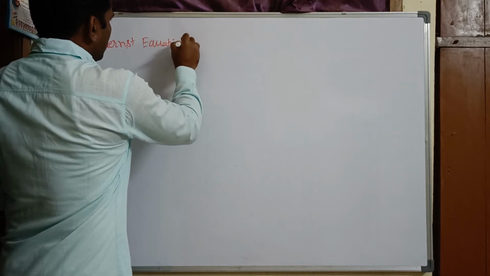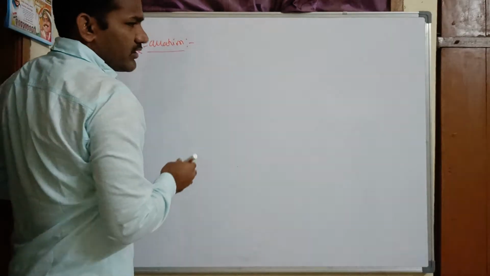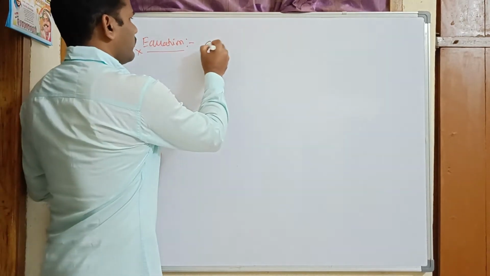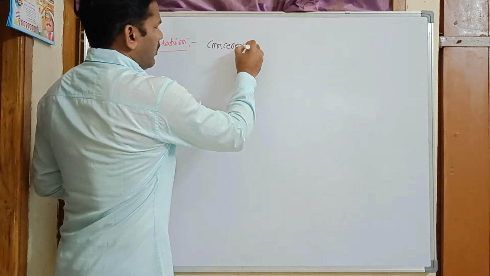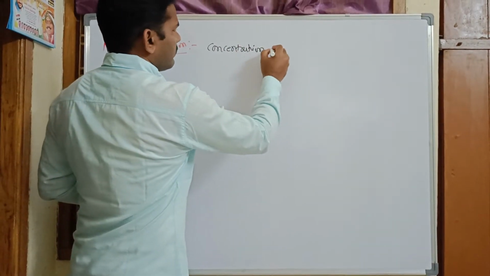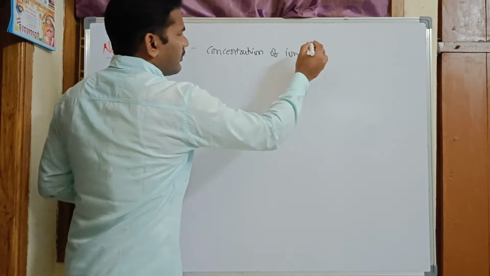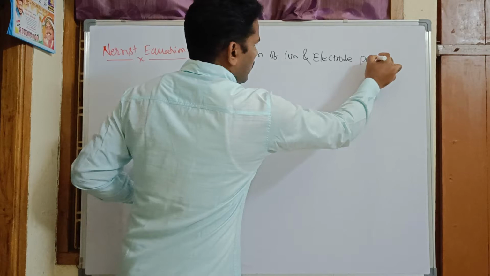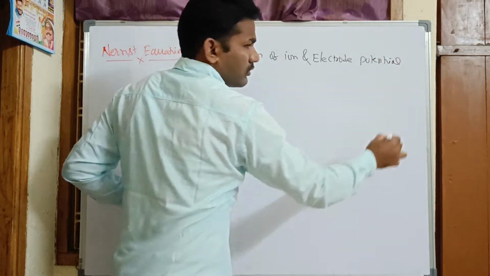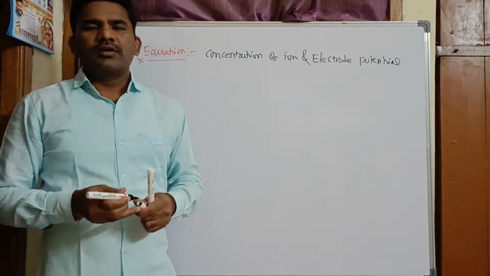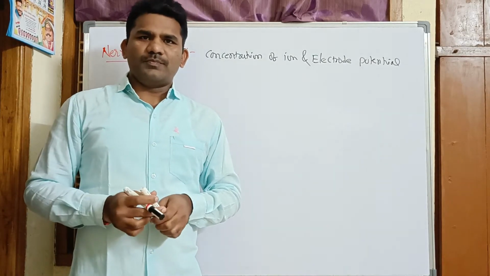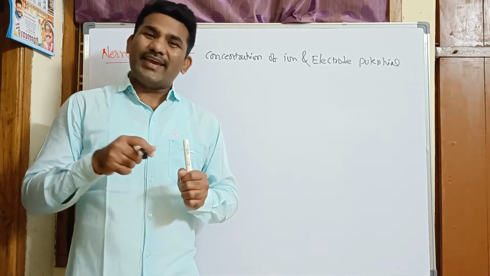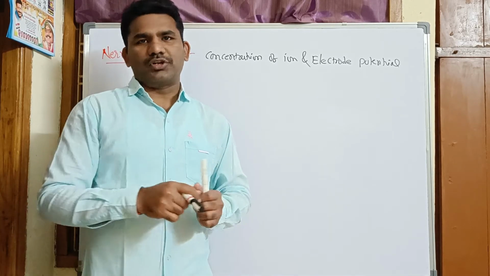The Nernst equation gives the quantitative relationship between the concentration of a metal ion or non-metal ion and electrode potential. Or in simple words, we can say that by using the Nernst equation it is possible to calculate the electrode potential of any electrode at a given concentration.